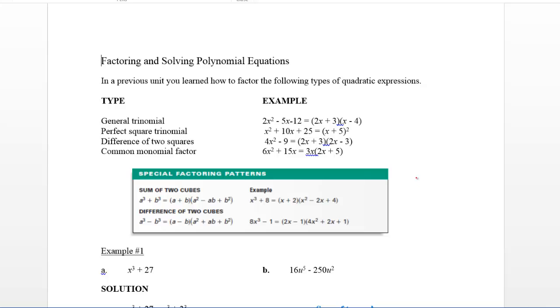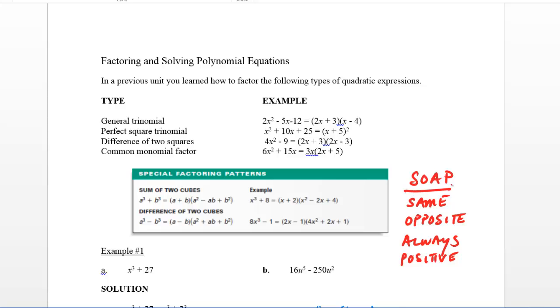However, students in the past have used the acronym SOAP. What SOAP means is that the first two signs are the same, the middle sign of the trinomial is opposite, and then the third sign is always positive. So you can see the SOAP acronym in that, and maybe that'll help keep your signs straight.